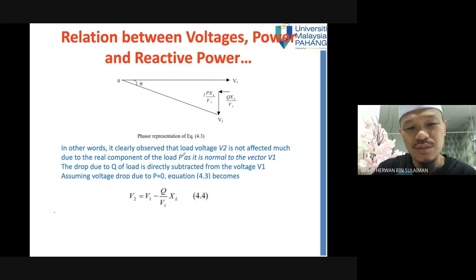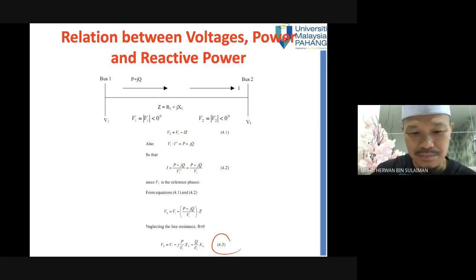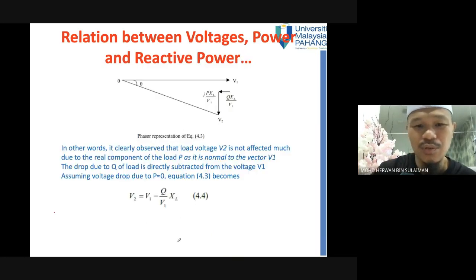In other words, we can clearly observe that the load voltage V2 is not much affected by the real component P of the load, as it is normal to the vector V1. The drop due to Q of the load is directly subtracted from the voltage V1. So we can simplify: the equation becomes V1 minus Q divided by V1 XL, assuming the voltage drop due to P is equal to 0. So equation 4.3 becomes this equation.